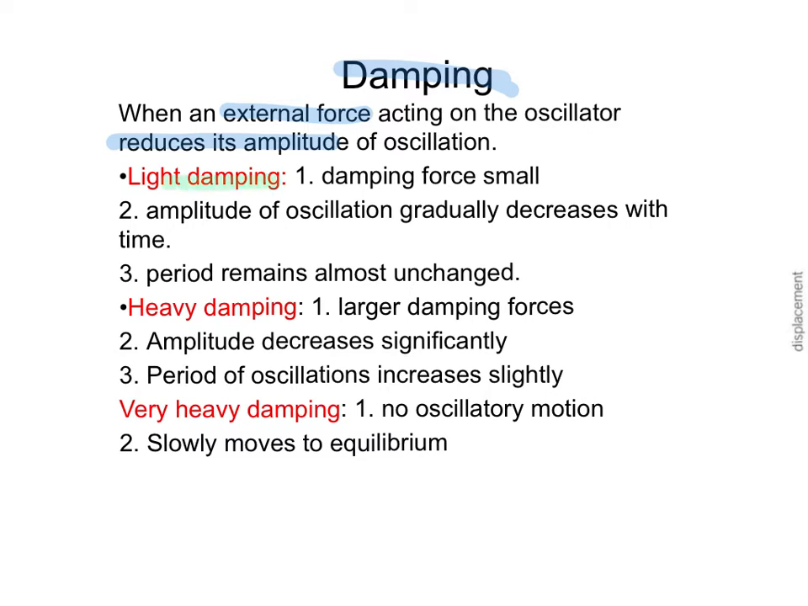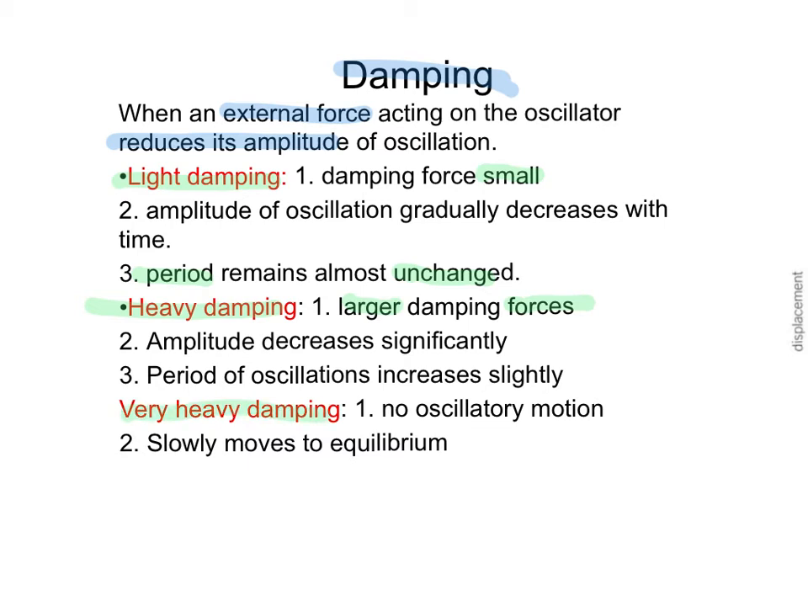So it could be light damping. That's when the damping force is small. The amplitude of the oscillation will gradually decrease with time, and the period will remain almost unchanged. Heavy damping is when you have a larger damping force. The amplitude decreases significantly. I will show you that on the graph as well, it is one of the things that you do need to know. And the period of oscillations increases slightly, so it will affect the period in heavy damping.